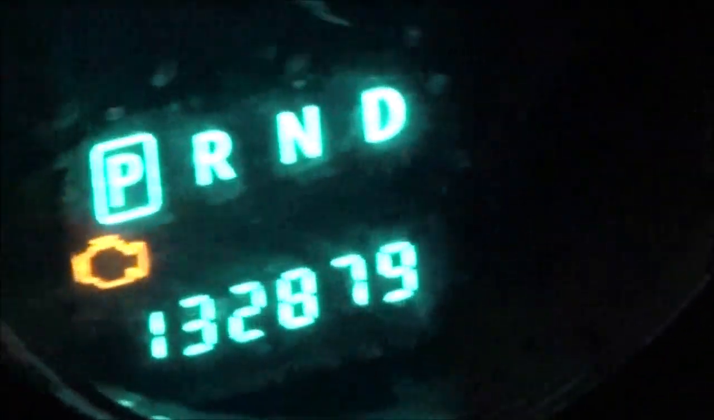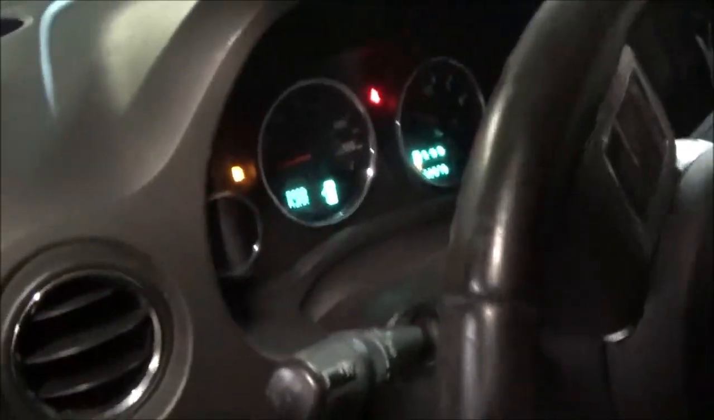It has a 100, where is it over there? 132,879 miles. Now you already know what the problem is, you should anyway. The problem is the belt is broken. You see pieces of it in the pan.